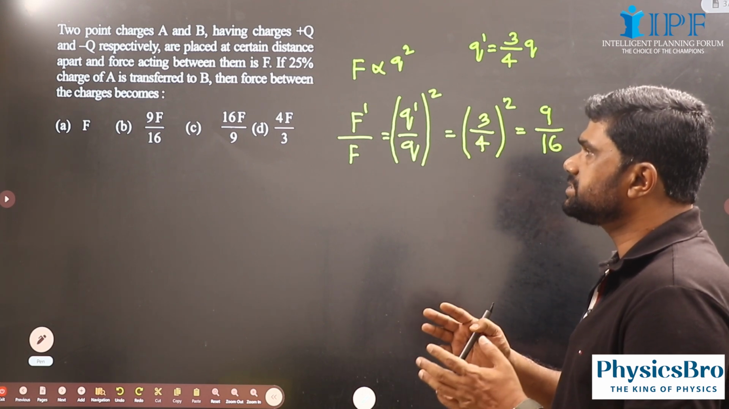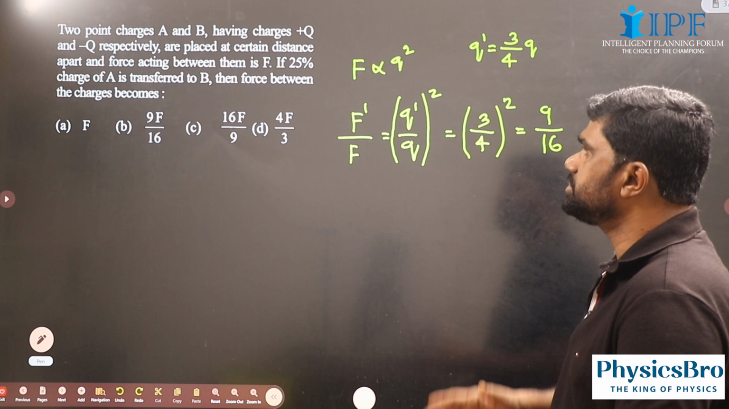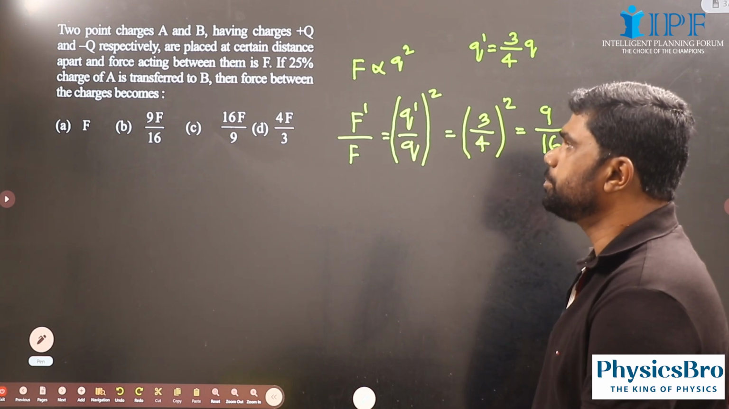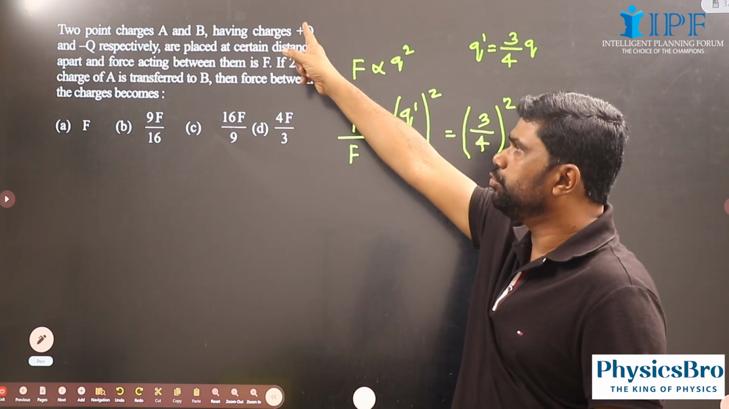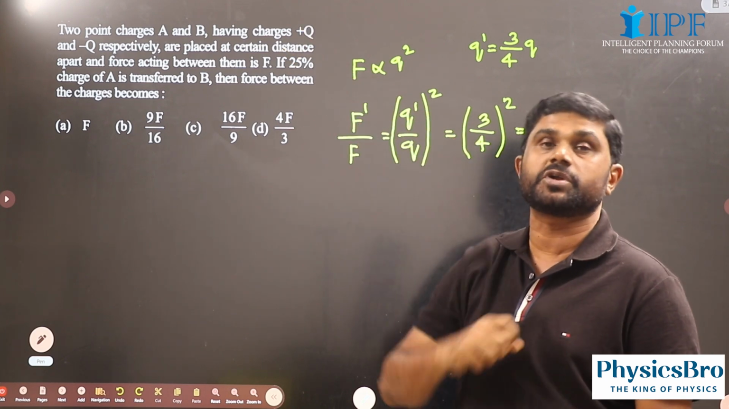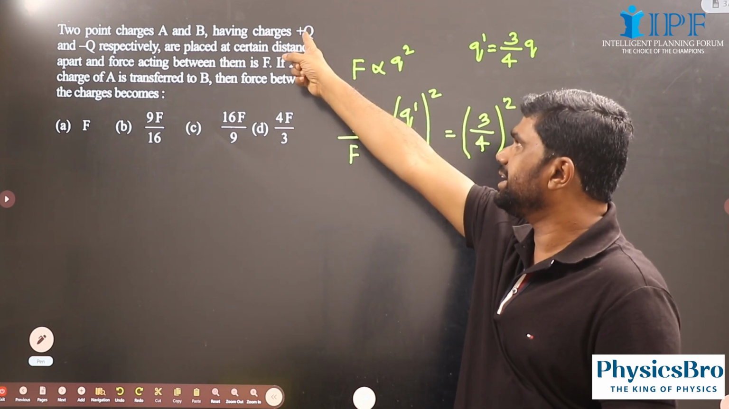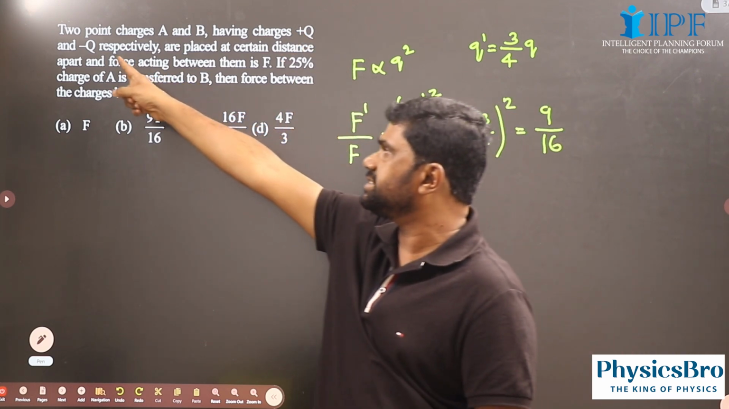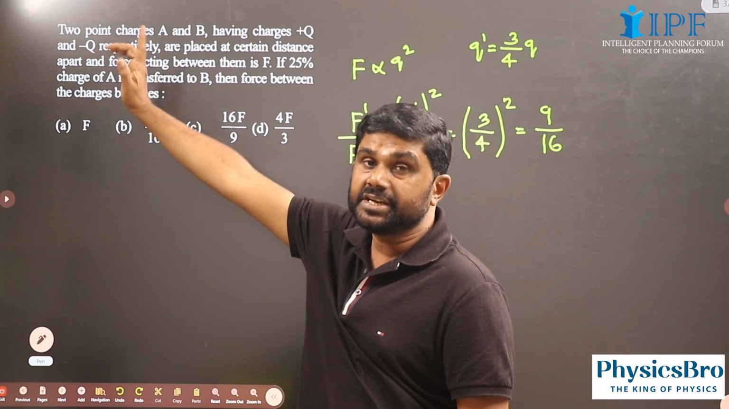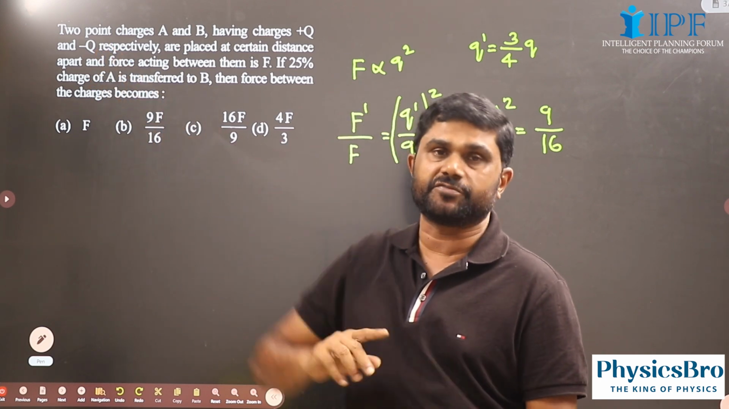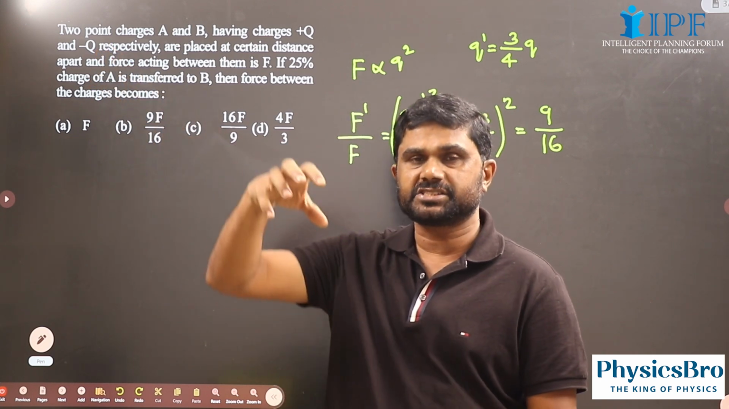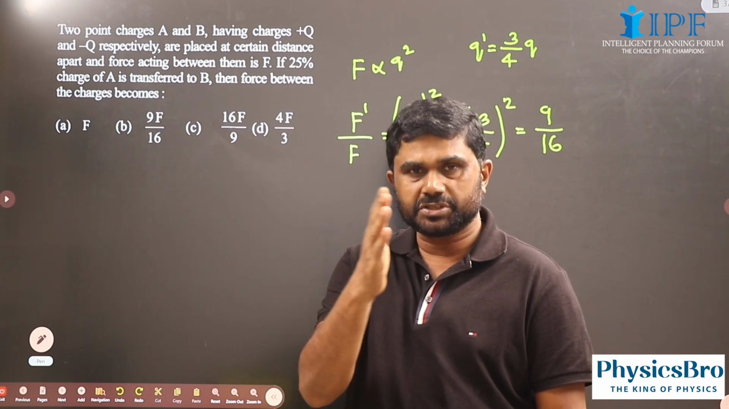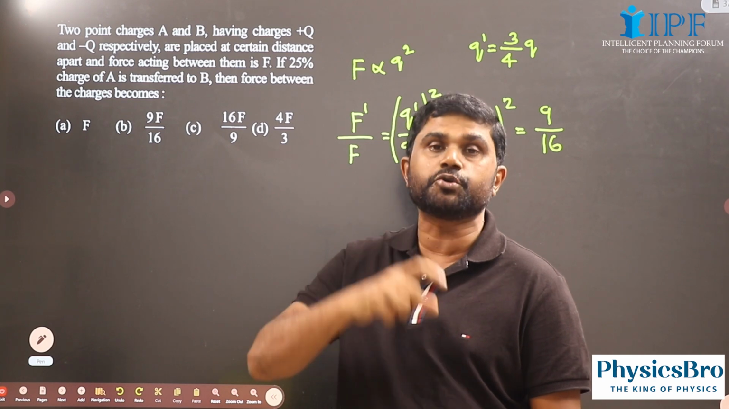If 25% charge of A is transferred to B, then the force between the charges becomes? From this, Q by 4 is taken, so the charge here will become 3 by 4 Q. That plus Q by 4, when added to the minus Q, will become minus 3Q by 4. So ultimately, the charge on the first particle will become plus 3Q by 4, and the charge on the second particle will become minus 3Q by 4.